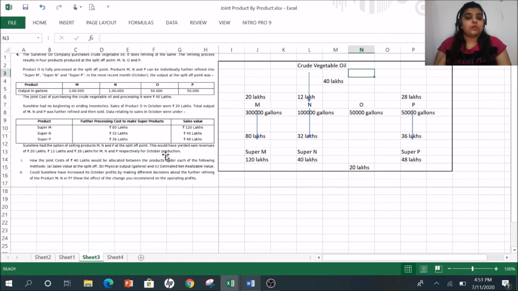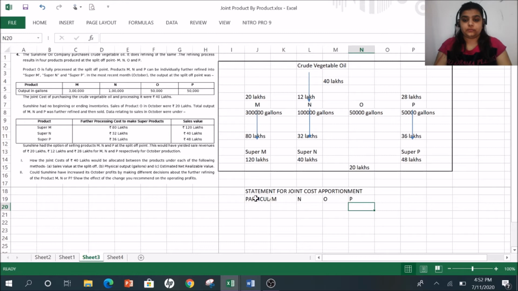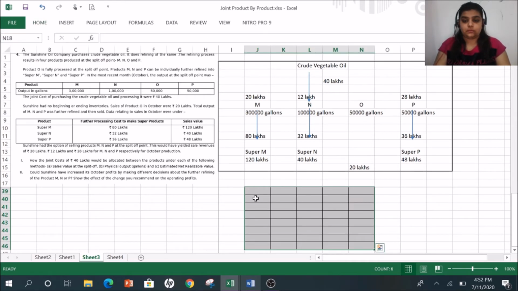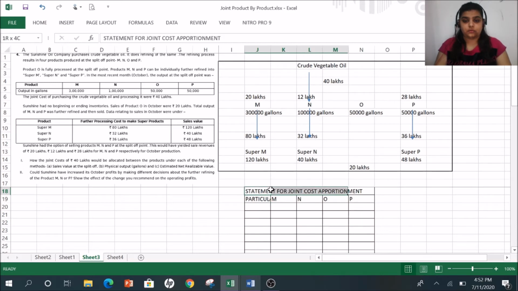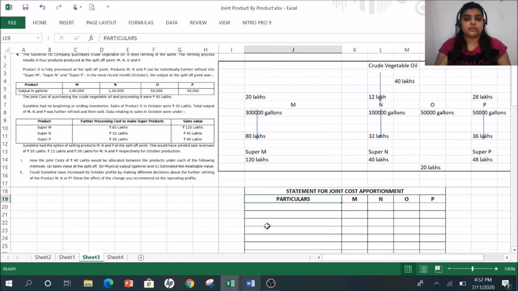Yes, let's go ahead. Now, first let me make the table with the heading statement for joint cost apportionment, and particulars product M, N, O and P. So, this is my table. Yes, let's continue. So the first method given to us is the sale value at split off method. So A, sale value at split off method.